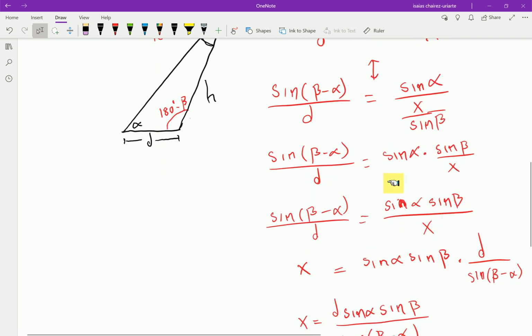And then I just multiply that out. So sine of alpha times sine of beta over x, because here the denominator is a 1, and whenever you multiply fractions, you don't need a common denominator. So just numerator times numerator, denominator times denominator. So I end up with this.